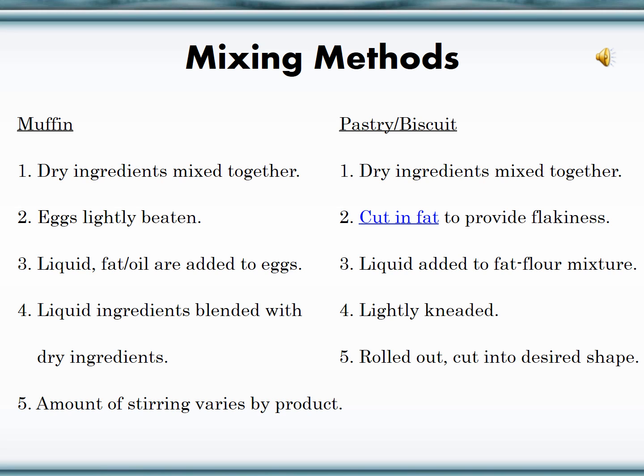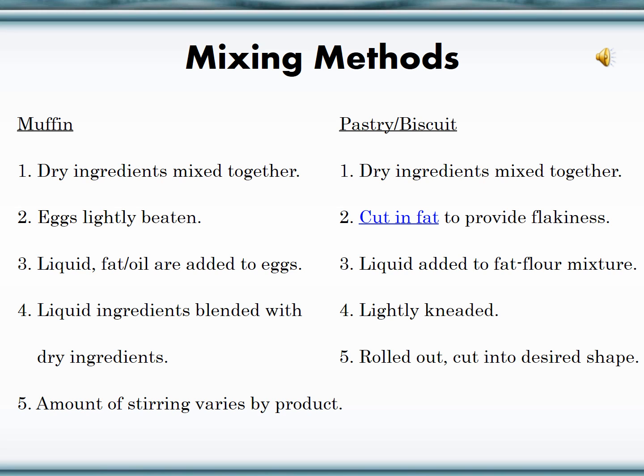For the muffin method, you start by mixing the dry ingredients together. So far, pretty simple. The eggs are beaten and the liquid and fat or oil are added to the eggs. These ingredients are then mixed together. Then the liquid ingredients are blended in with the dry ingredients, and depending on the texture that you are looking for, the amount of stirring will vary.